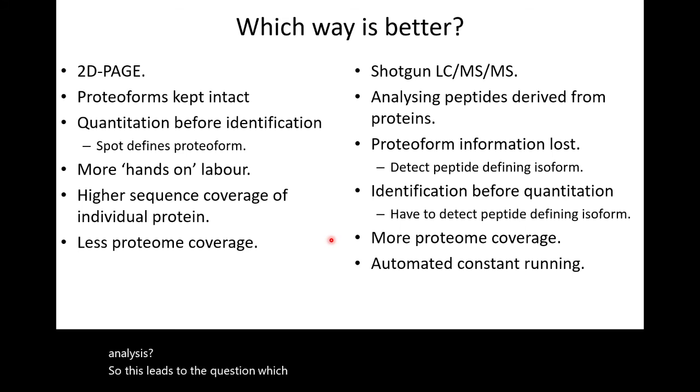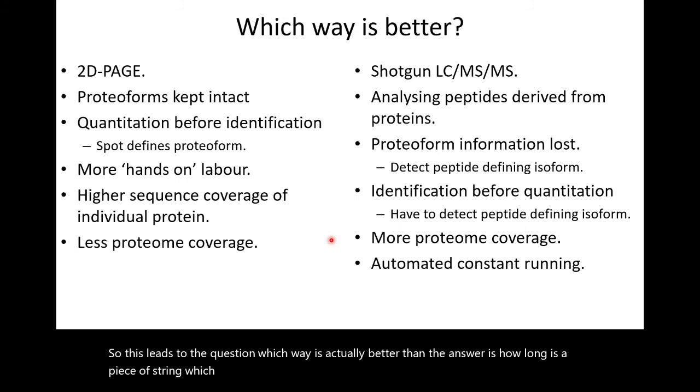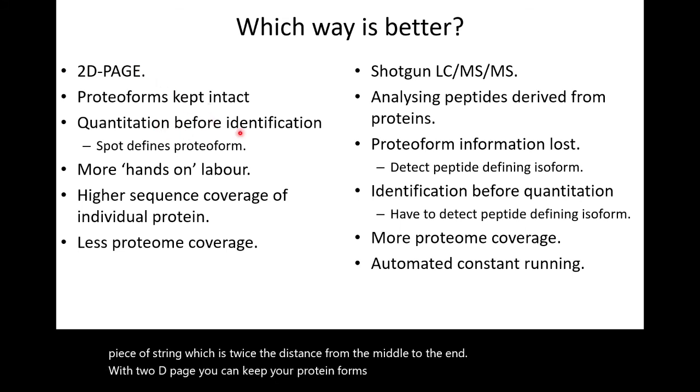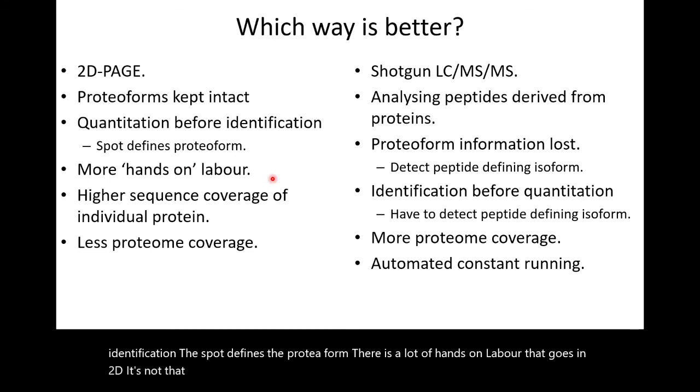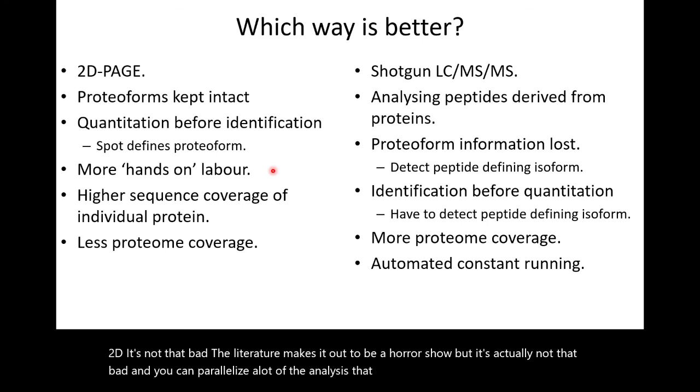And the answer is, how long is a piece of string, which is twice the distance from the middle to the end. So with 2D PAGE, you can keep your proteoforms intact. You can do quantification before identification. The spot defines the proteoform. There is a lot of hands-on labor that goes in 2D. It's not that bad. The literature makes it out to be a horror show, but it's actually not that bad. And you can parallelize a lot of the analysis that you can't do in mass spectrometry.